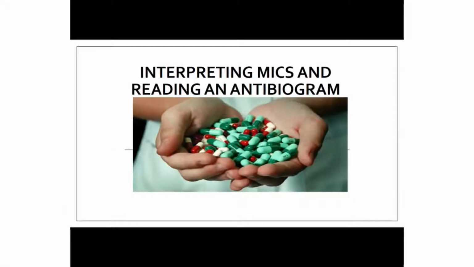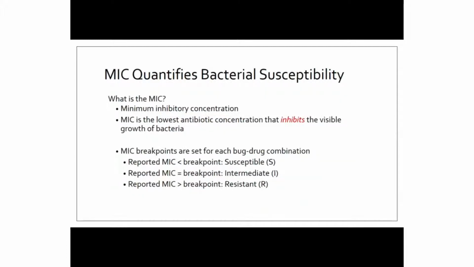This video will discuss how to interpret MICs and how to read an antibiogram. The MIC, or minimum inhibitory concentration, is a term that is used by the microbiology lab. This refers to the lowest antibiotic concentration that inhibits the visible growth of bacteria. Knowing these values helps determine treatment options for your patient. It will tell you if the bug-drug combination is susceptible, intermediate, or resistant.